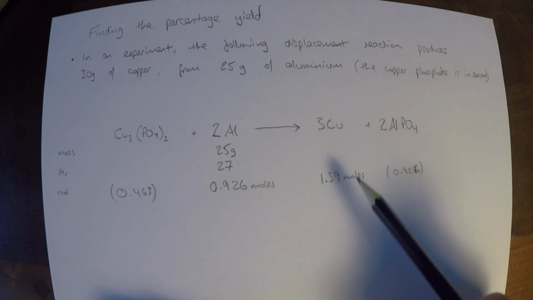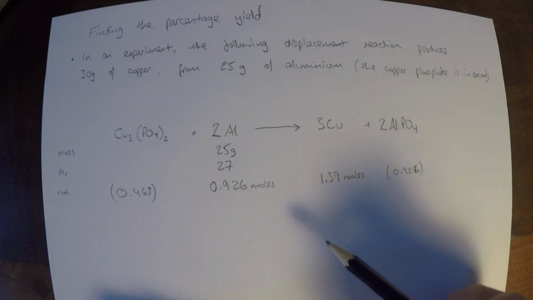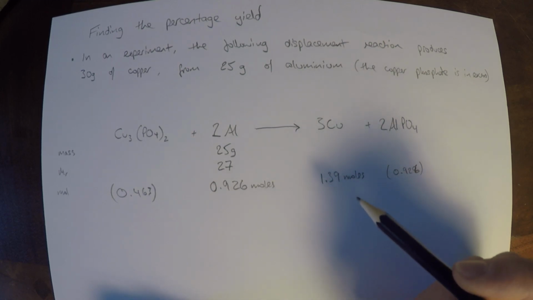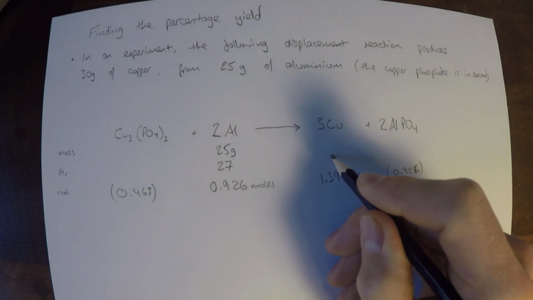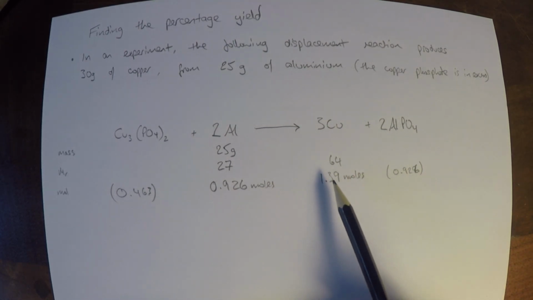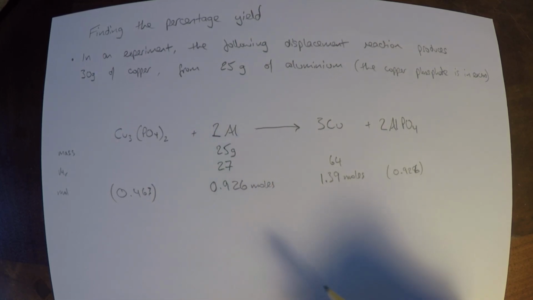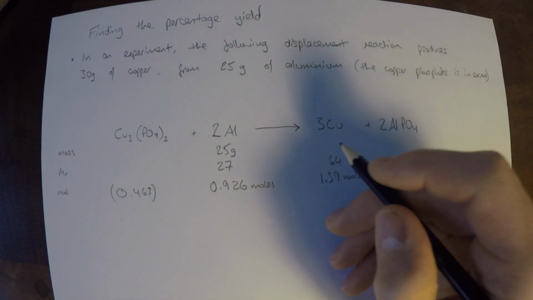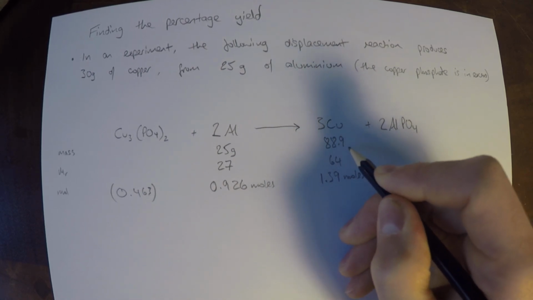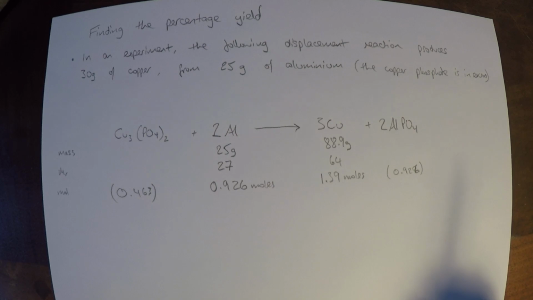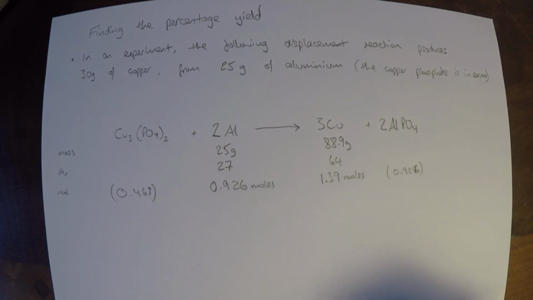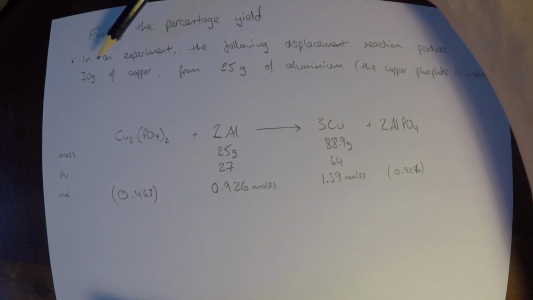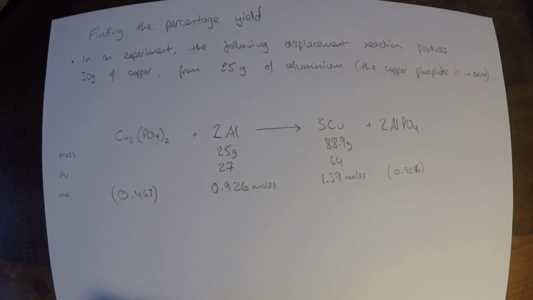Now, once we have the moles of the product that we're interested in, we can determine the theoretical yield, the mass that we should produce. Again, we can do this by using the atomic mass of our copper, which is 64. We can multiply the number of moles by the atomic mass to give us our theoretical yield. So 1.39 times 64 gives us 88.9 grams of copper as our theoretical yield in this reaction. Now, the theoretical yield is the quantity of product that we should make if the reaction was to be run perfectly. As we're told in the question, in an experiment we only produce 30 grams of copper.